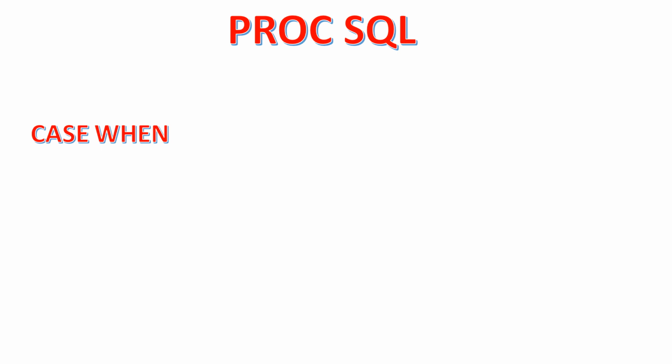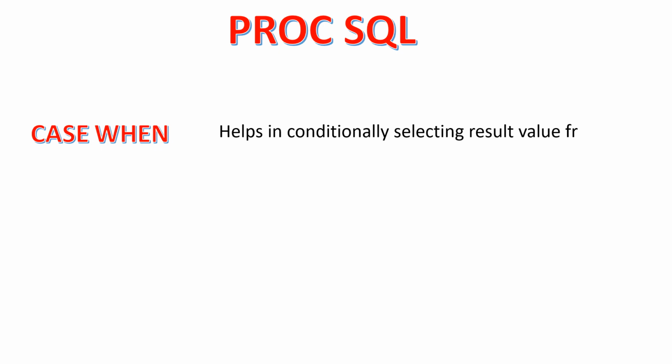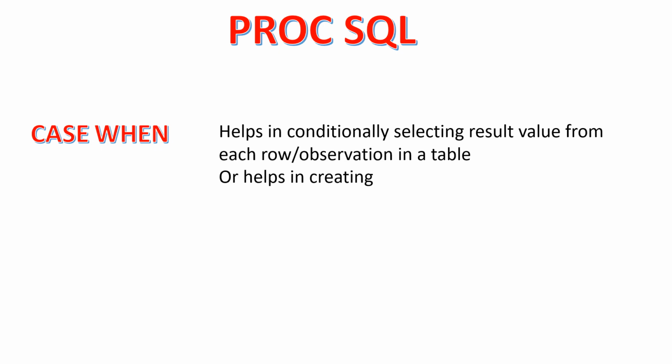This is the second video in the series of ProcSQL where we're going to learn case when. Its definition says it helps in conditionally selecting result value from each row or observation in a table, or helps in creating variables based on certain condition. It's nothing much but just like if and else statement which we have learned previously. So let's go ahead and see how it works.